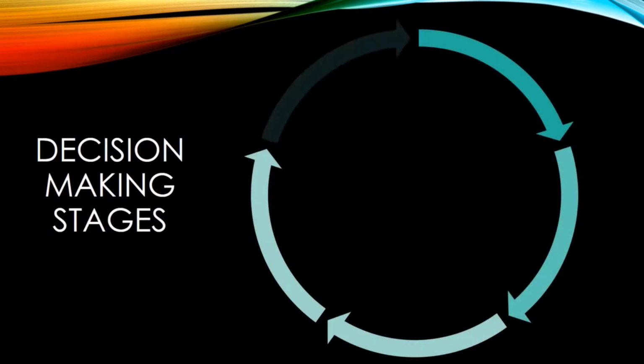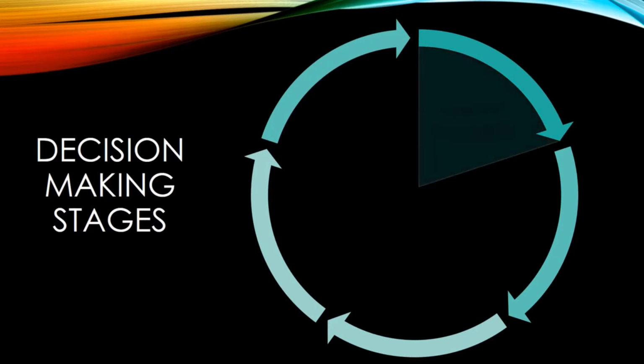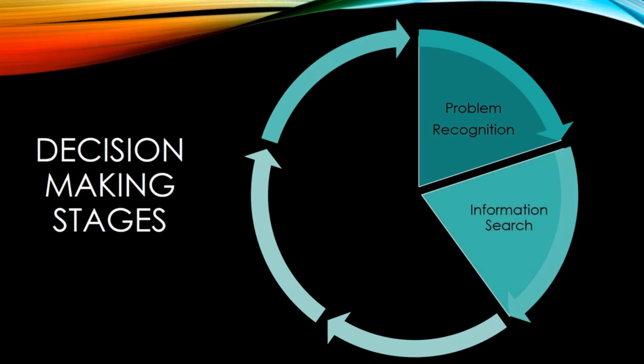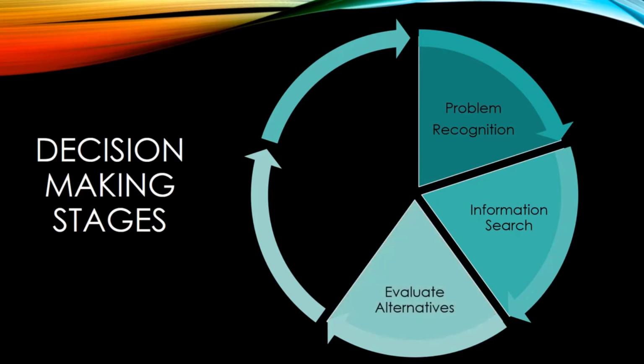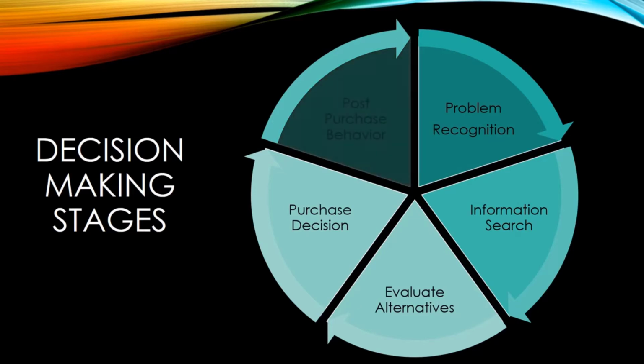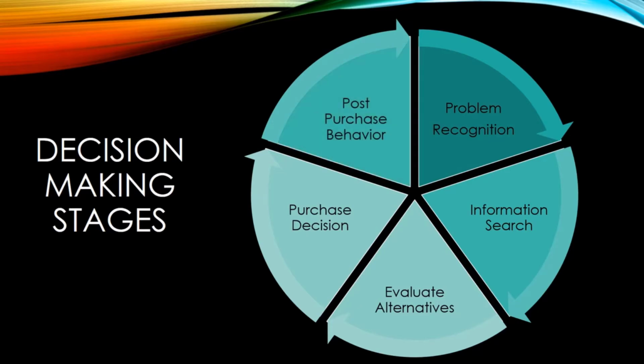Let's start with the 5 steps of the typical customer's buying process. Our process starts with the customer recognizing that they have a need. Next, the customer searches for information on what is available to satisfy the need. Once alternatives are identified, then they are evaluated to try to make the best decision. With the decision made, the customer makes a purchase. Finally, the customer decides that they are either satisfied with the decision or not.